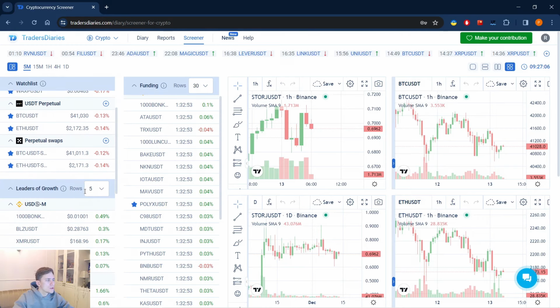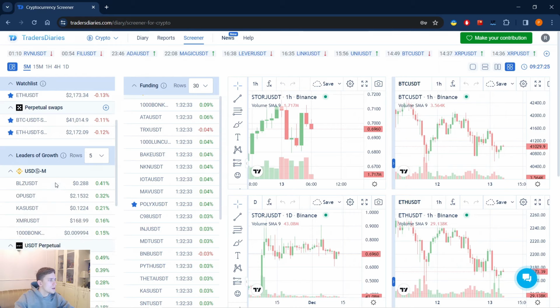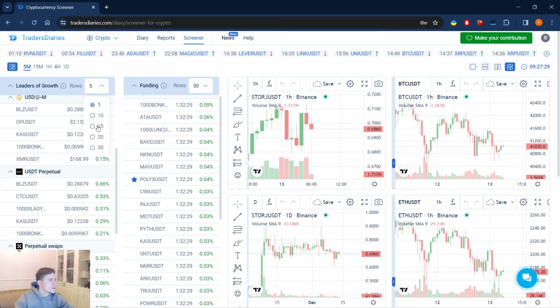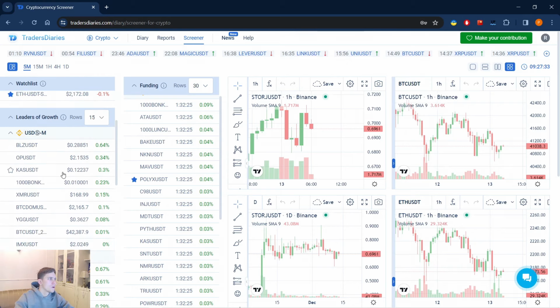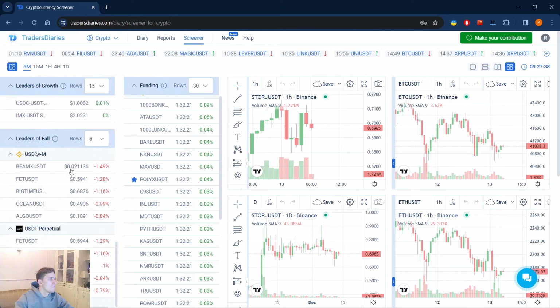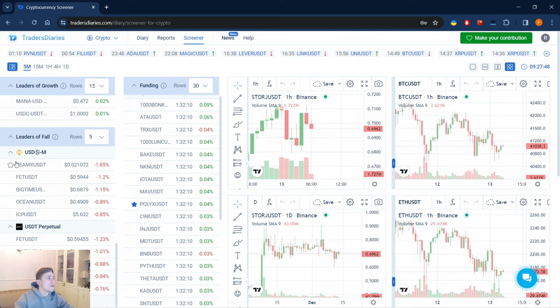Now we should select the in-play instruments. The best way is to watch the active in-play instruments with moderate to high volatility, because we are scalpers and we trade volatile instruments. Here in C-Scalp, we can watch, as you see, the leaders of growth and the leaders of fall, and we select the most active and promising instruments.